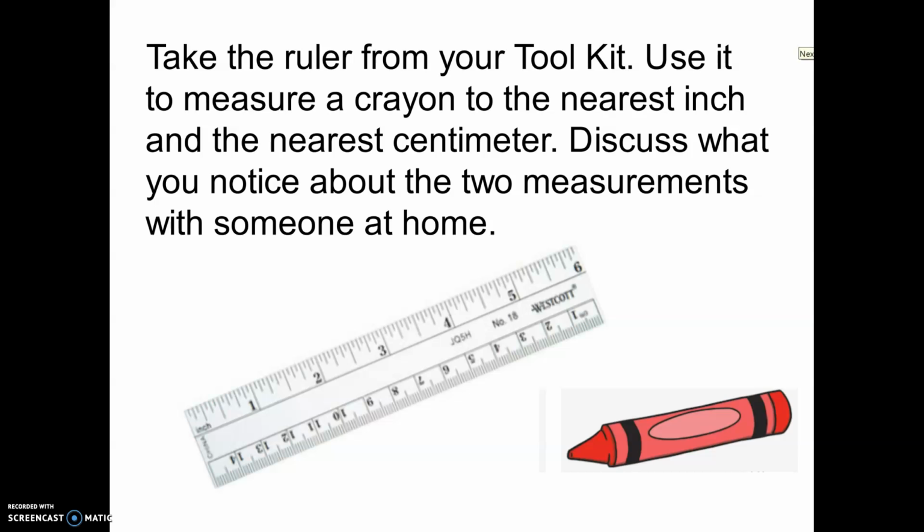Okay. Now, in your toolkit, you should have a 6-inch ruler. I want you to go and get that out and find a crayon somewhere near you. Big one, little one, thick one, skinny one. And what I want you to do is use your ruler to measure the crayon to the nearest inch. That's going to be on one side of your ruler. And then turn that ruler around, and I want you to measure it to the nearest centimeter.